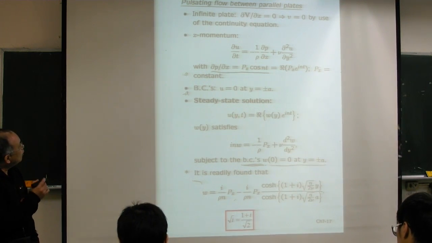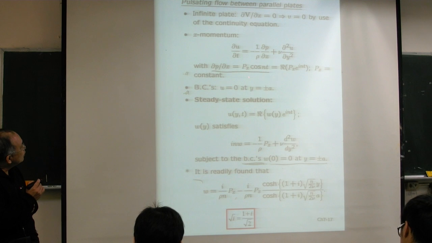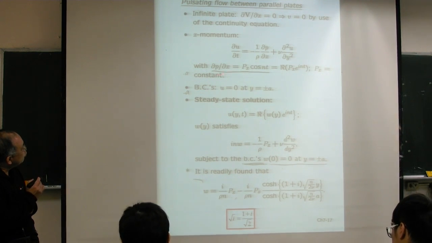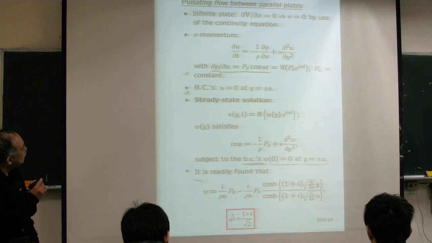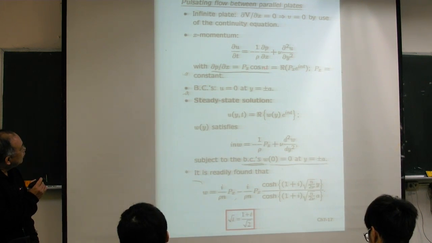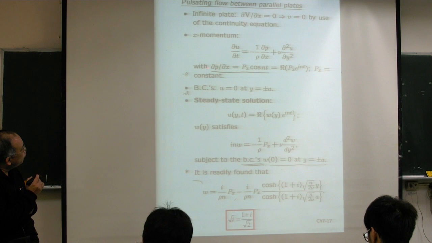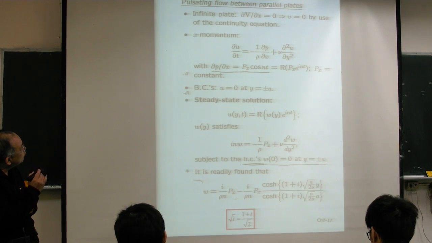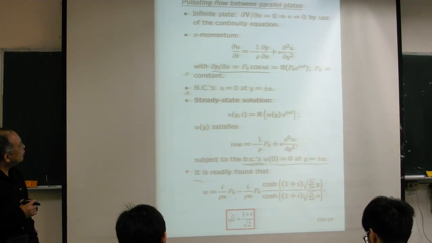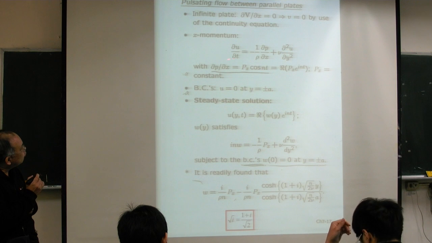Okay, we have two parallel plates with an unsteady pressure source, right? So partial P partial x is a cosine function, cosine nt, where t is our time. So this is an unsteady pressure wave. We have unsteady pressure to drive our flow between two parallel plates. So this is the governing equation.